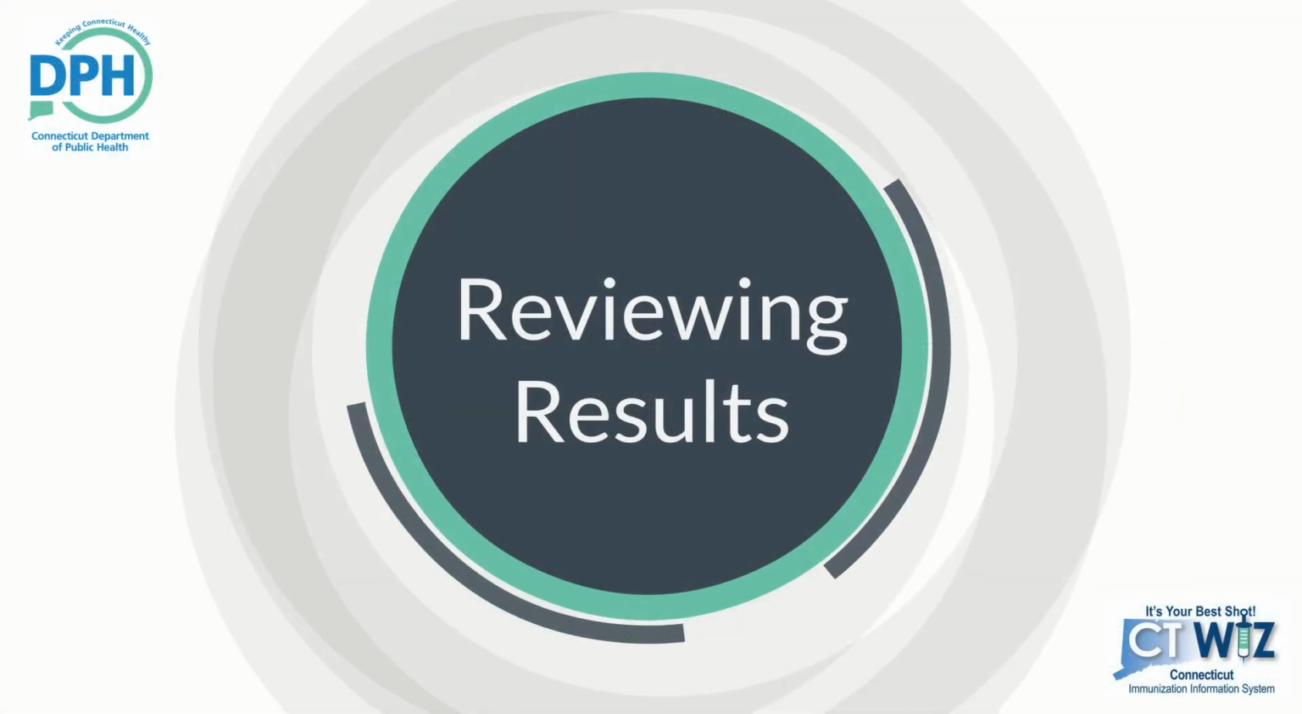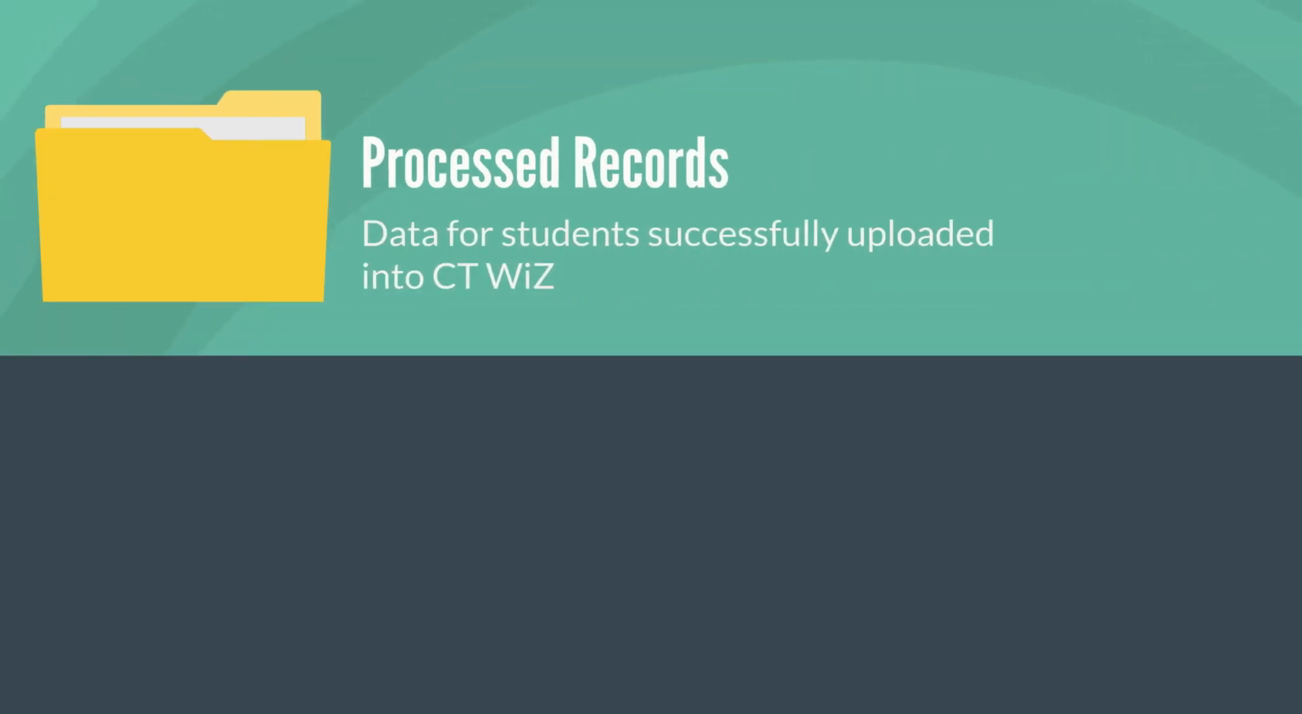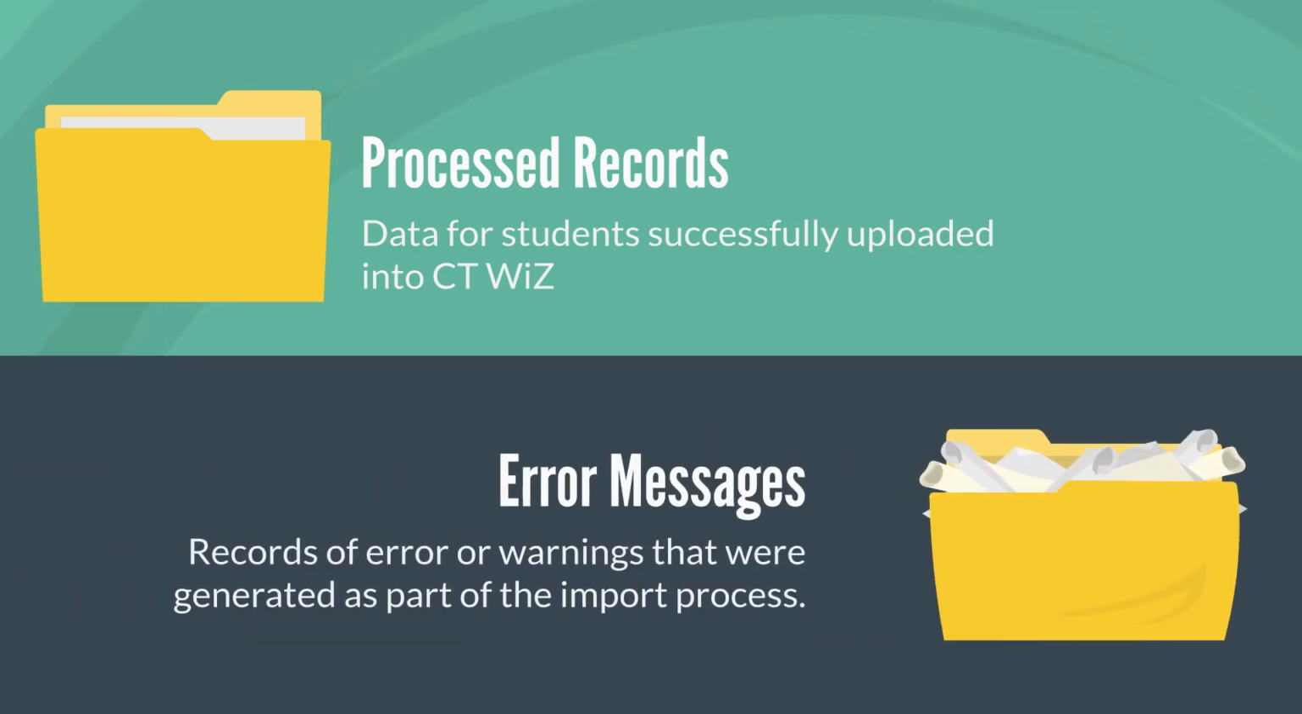Reviewing results. Processed records is the data for students from your roster who were successfully loaded into WiZ. Error messages shows records of errors or warnings that were generated as part of the import process. These are the students where there are duplicates, formatting issues, missing data, or no match to an existing patient. This file contains the warnings from the successful records as well.